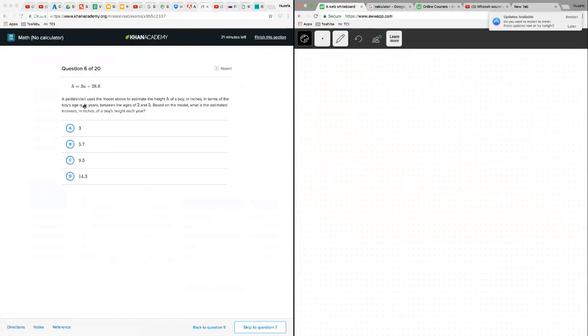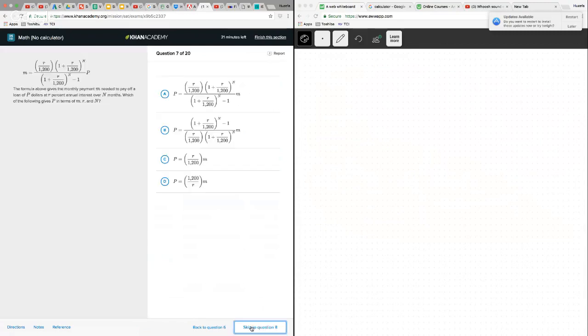I know these questions. A pediatrician uses the model above to estimate the height of a boy in inches in terms of the boy's age, A, in years between ages 2 and 5. Based on the model, what is the estimated increase in inches of a boy's height each year? All we have to look at is, since A represents age, how is it changing? Every time it goes up by 1, think of it like a slope. It's multiplied by 3. 3 is how much it goes up each incremental year. So we already know it's going to increase 3 inches per year. We can move right along.